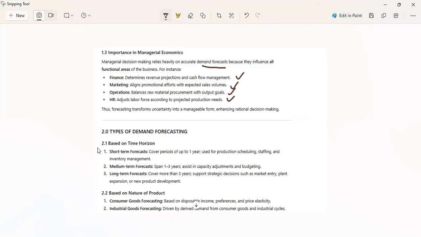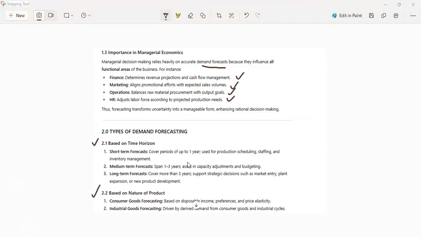So the types of forecasting are based on the following. Number one, time horizon. Number two, the nature of the product. They're also based on the type of demand that is there. So when talking about time, short-term forecasts cover up to a year, and are used for production scheduling, for staffing and inventory management. Medium-term is 1 to 3 years.